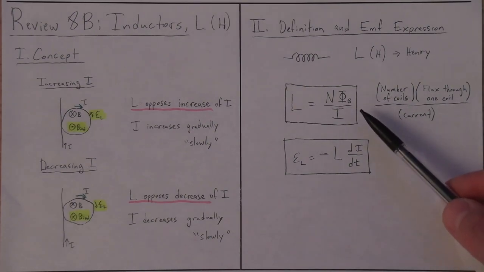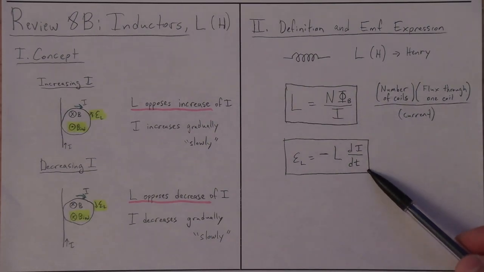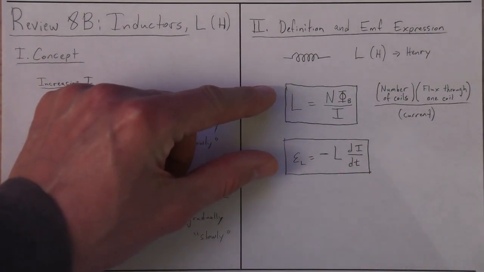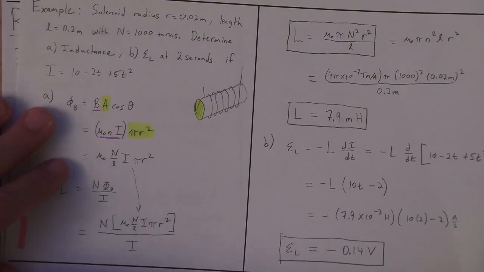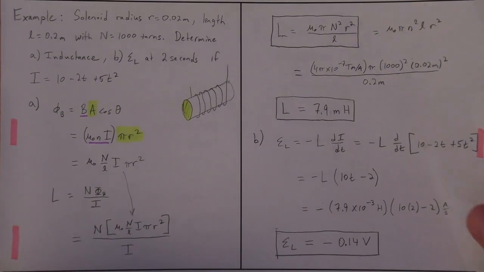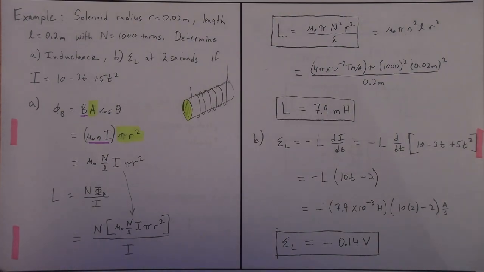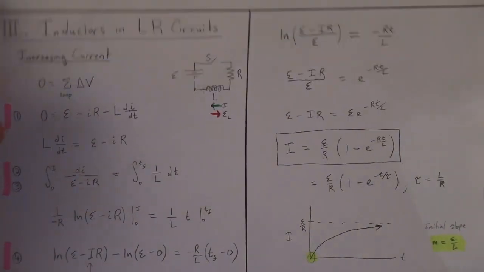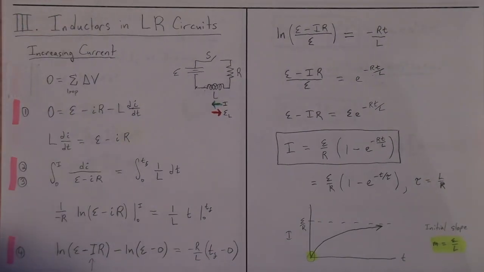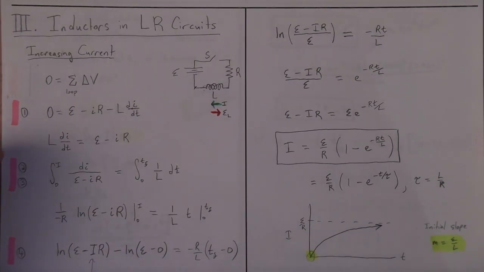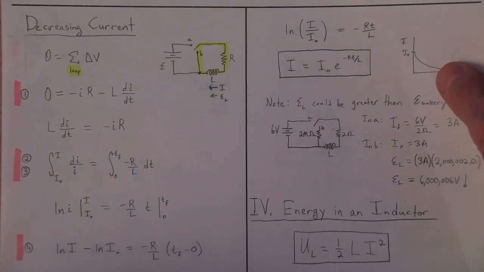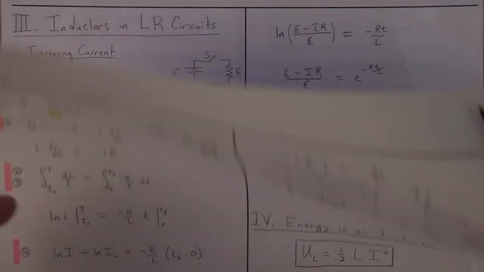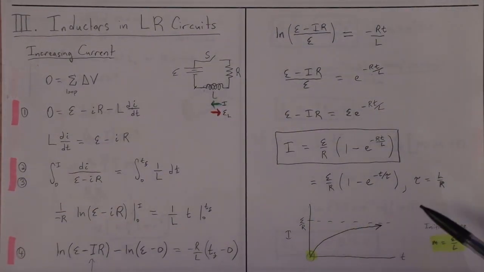Okay? Now we learned some equations how to calculate inductance, the voltage produced by an inductor. So these are like the main equations here. And then we studied the solenoid example. So this is kind of a classic example. You know, you want to make sure you remember the highlights here. We learned about inductors in LR circuits for increasing current or for decreasing current, right? So we got exponential decay or the 1 minus exponential rising.